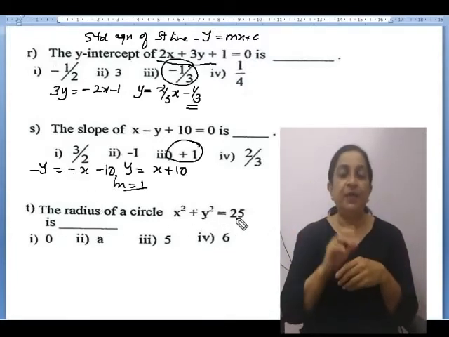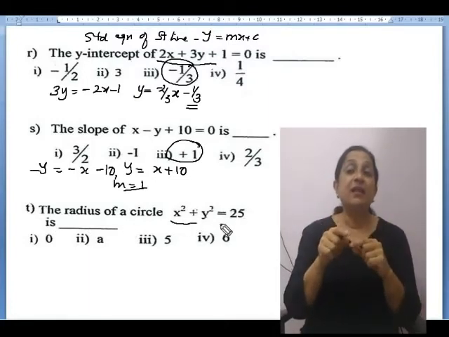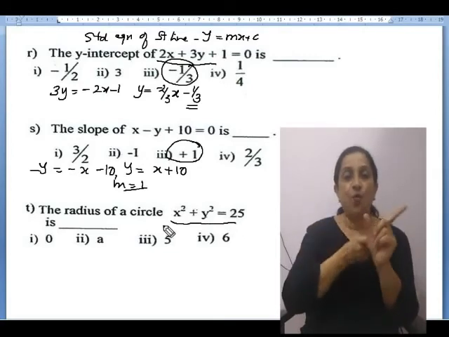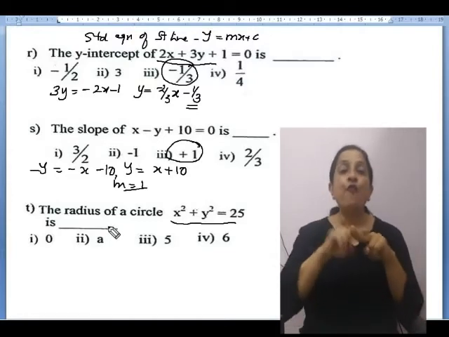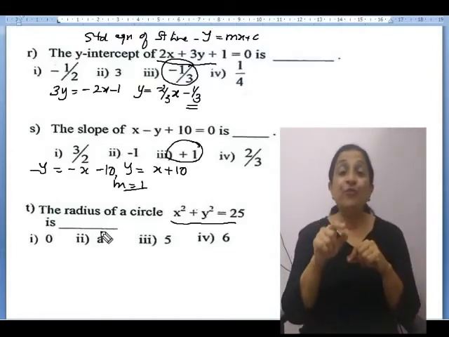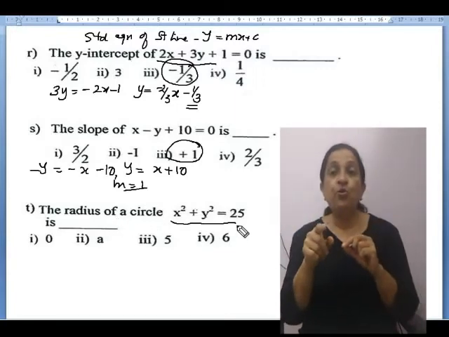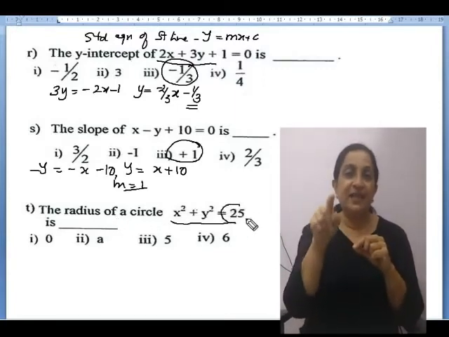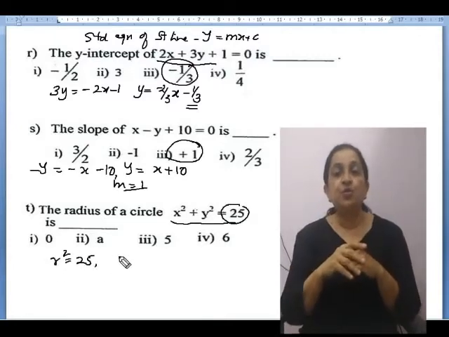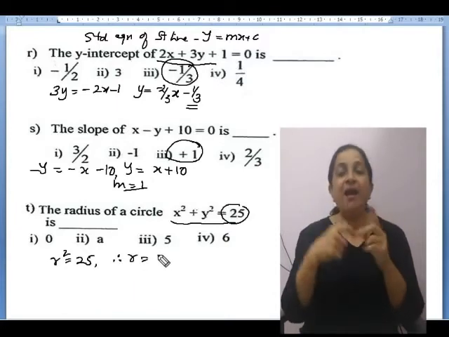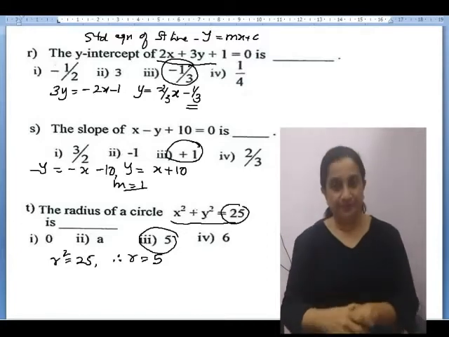Then t, radius of a circle x squared plus y squared equal to 25. I have already told in the beginning of the formulae, x squared plus y squared equal to r squared is the formula of the circle which is at 0, 0, that is origin, and this represents the r squared. So r squared is equal to 25, that is the radius square equal to 25, therefore r is equal to 5. So this is the answer.